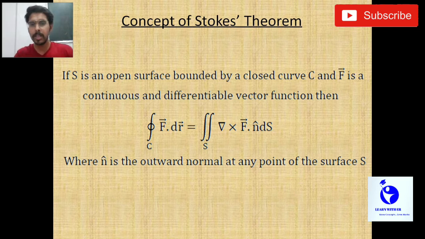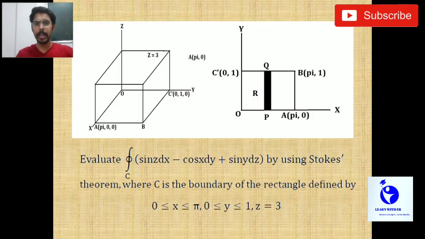And as you can see here, there is n cap. N cap is nothing but the outward normal at any point of the surface. If you are considering a surface, if you want to make it 3D, there will be two normals, one going upward, one going inward. So we are considering the upward or the outward normal of any point on the surface S. Okay, now let us go to the next part.